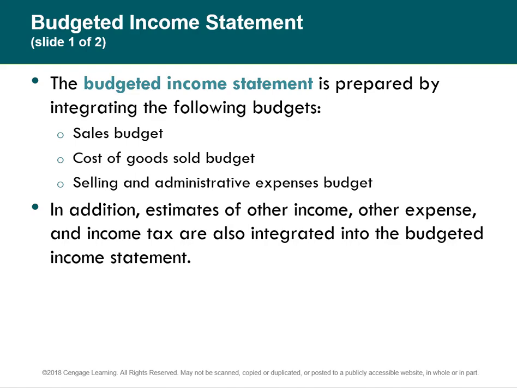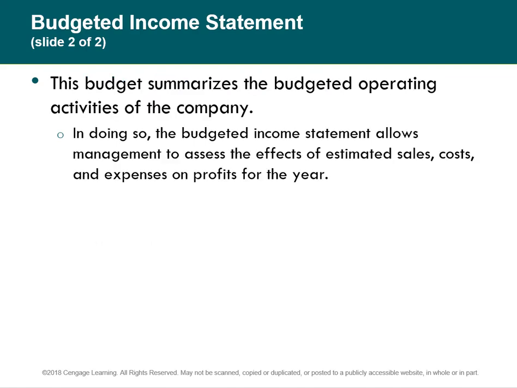And then we prepare a budgeted income statement and we add together all these budgets. We've got a sales budget, cost of goods sold, and then selling and administrative expenses. If we've got other income and expense and tax, you can also put that in there. What this does is summarize the budgeted operating activities of the company. So this allows management to see what next year might look like. If those are our budgeted sales, what's the bottom line going to look like? What are my costs and my expenses? What had the biggest impact on profit?